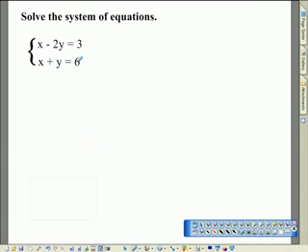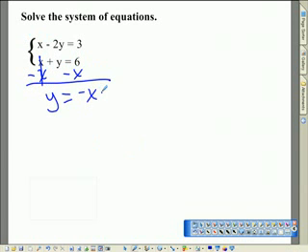That's a good choice. If it were me, I would have solved for x, because x has a coefficient of 1 up here. But we can go ahead and solve for y. So I subtract x from both sides. What happens over here? X cancels, right? And I'm left with y equals negative x plus 6.